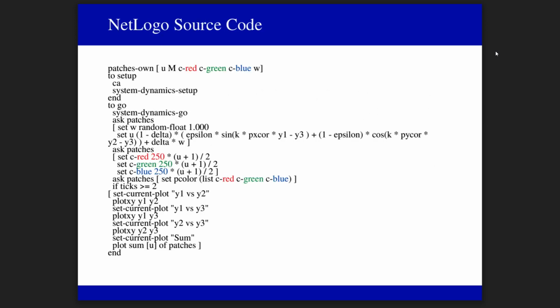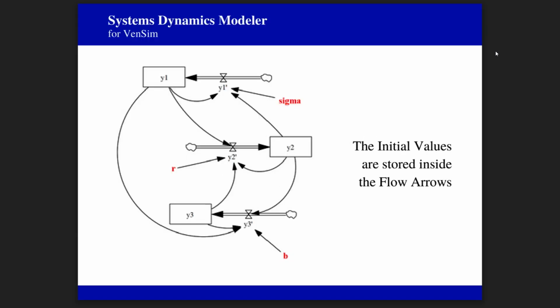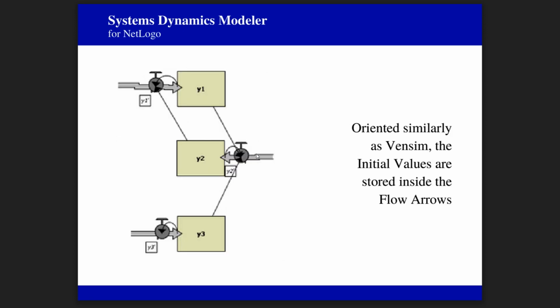So this is the source code for the NetLogo. This is the system dynamics modeler which I used in Vensim. As you can see here, y1 prime enters y1, which is connected to the values over here. In hindsight, it is set up the same way as NetLogo.